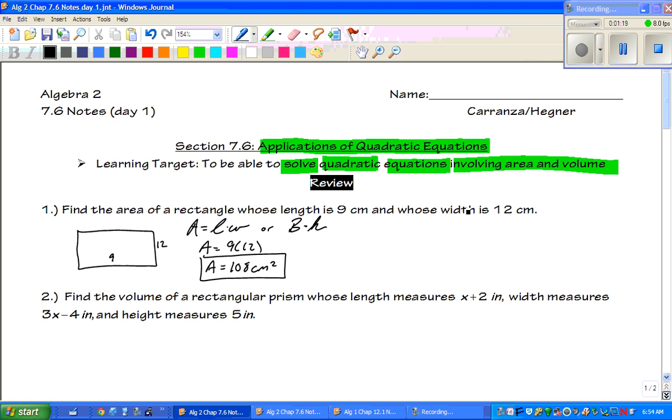And you might be like, well, why is it squared? Well, it's centimeters times centimeters. And if it's x times x, we get x squared. So if it's centimeters times centimeters, it's centimeters squared.